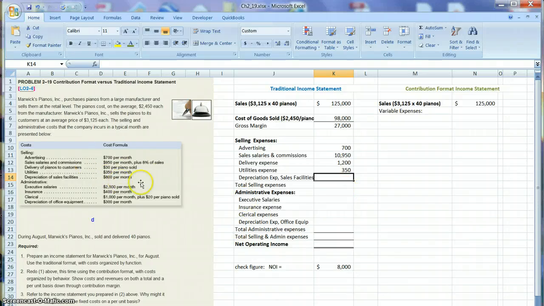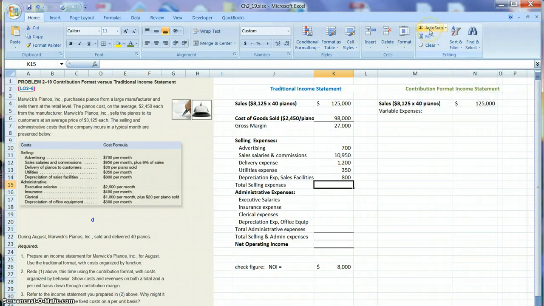Depreciation is going to be on our sales facility, so it could include the computers, the office furniture, and the part of the building space occupied by the sales department. So that would be the building. Again, it's per month, indicating it's a fixed cost, so I will put 800 in there.